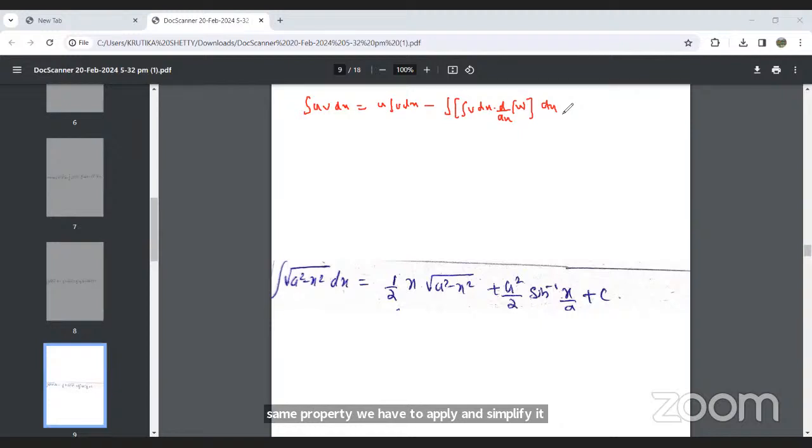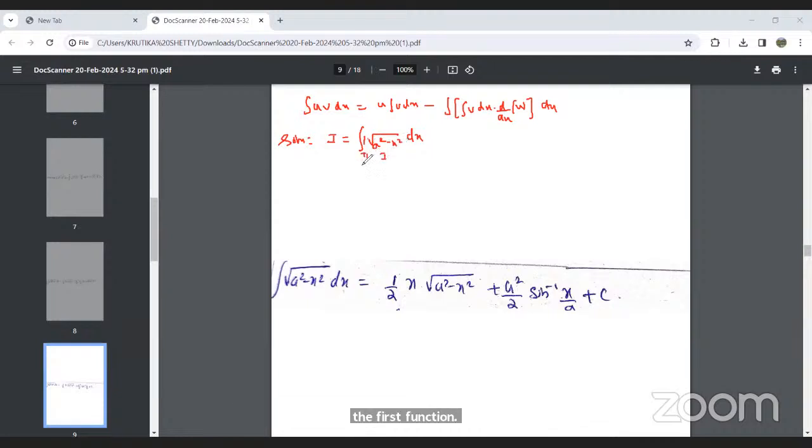So see, pay attention, the last derivation in this part. So pay attention, the same step we need to apply. So consider the LHS. So the LHS is I is equal to integration of root of a square minus x square dx. Okay, root of a square minus x square dx. Again, we have to consider the first function and 1 as the second function. Okay, so this will be the first function and 1 will be the second function.